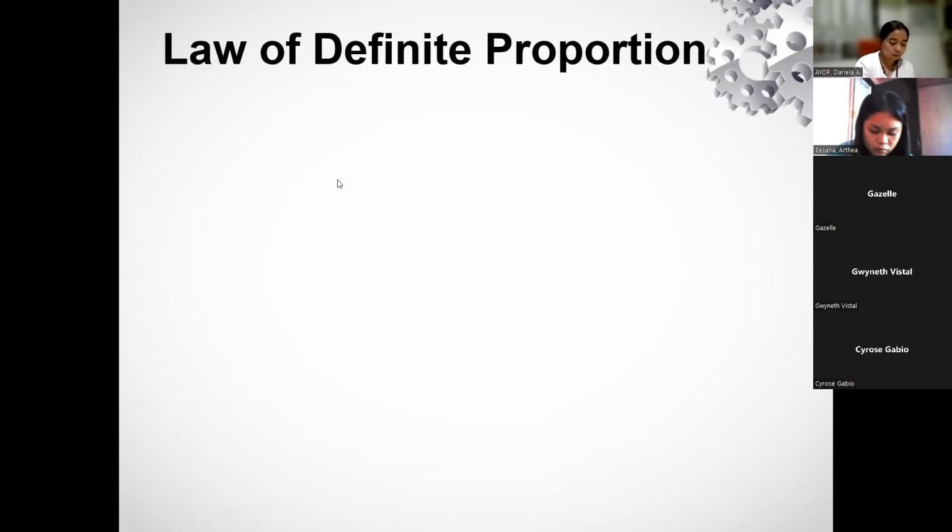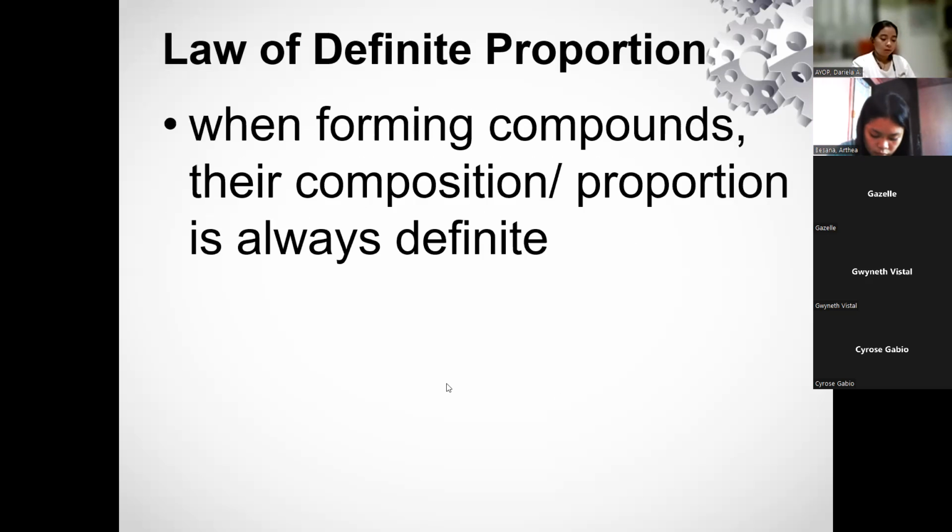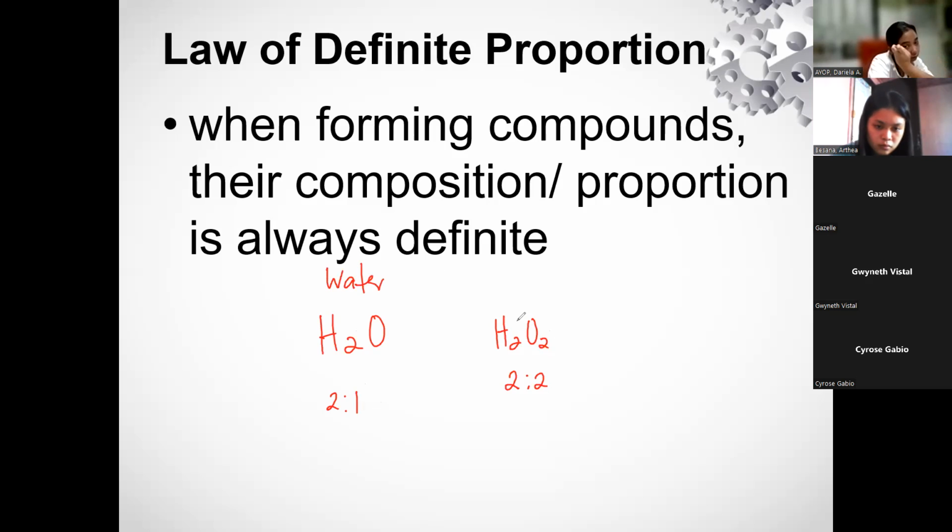Okay? By the way, before we move on to other scientists, let's talk about the law of definite proportion. This is what I said earlier: when elements join together to form compounds, they always do so in a definite composition or proportion. So when we say water, it is always 2:1. If it becomes 2:2, this is no longer water, class. So how do you call this, H2O2?